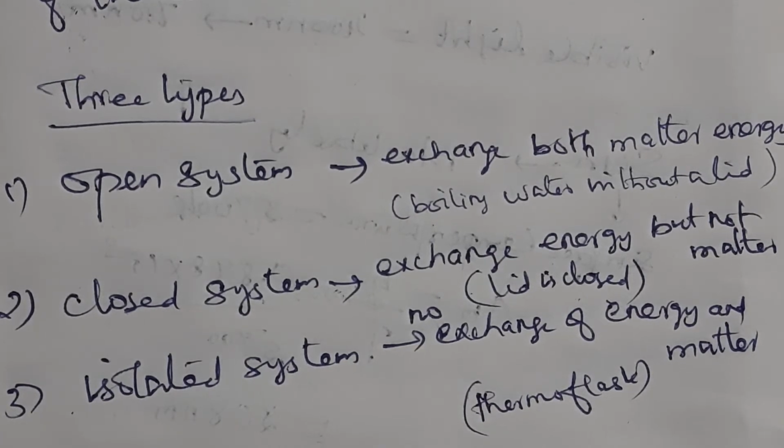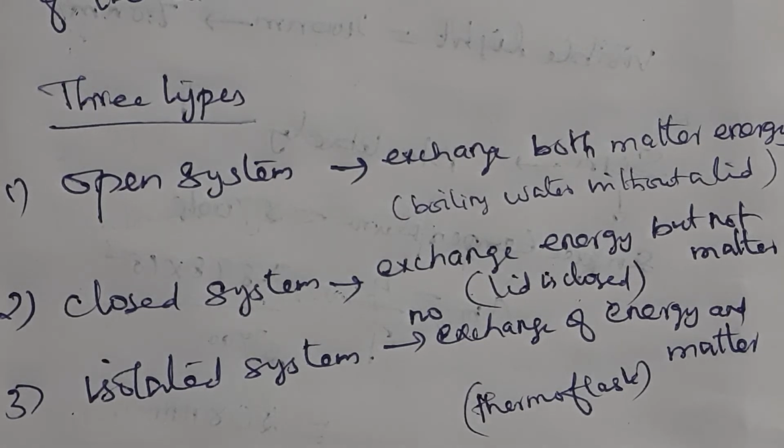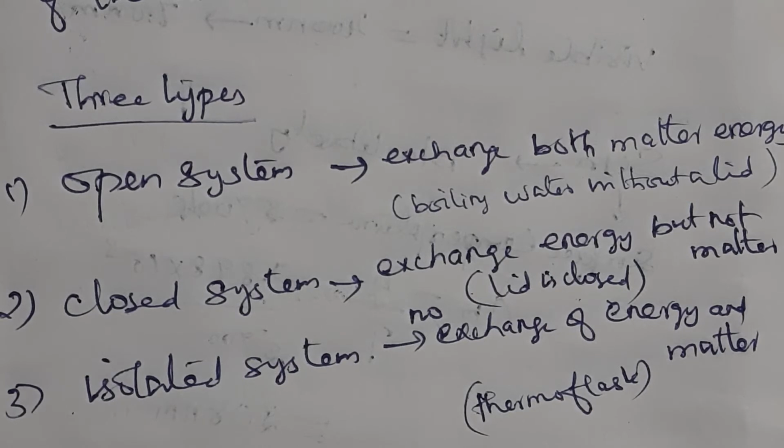Isolated system. An isolated system can exchange neither energy nor matter with the environment. That means there is no exchange of energy and matter with the environment. The best example is a thermo flask.